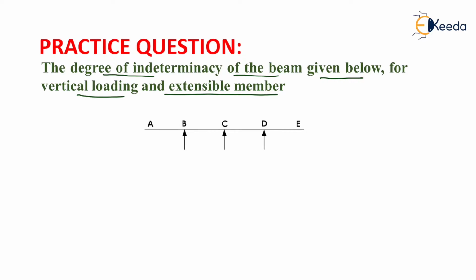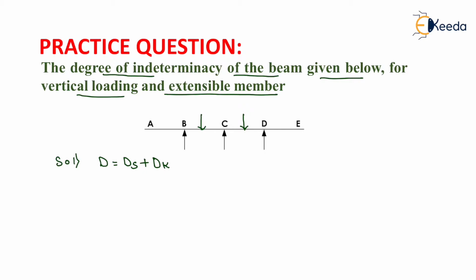It means that we need to calculate here the total indeterminacy of this beam when the beam is subjected to vertical loading and the members are extensible or flexible. Now we know that the total indeterminacy will be equal to the sum of static indeterminacy plus kinematic indeterminacy.